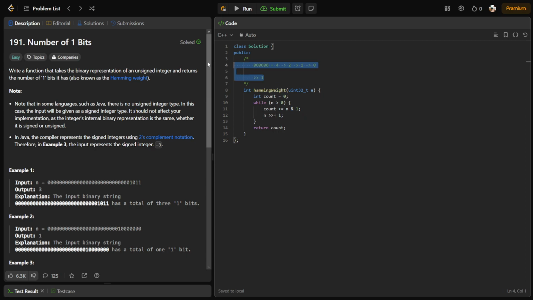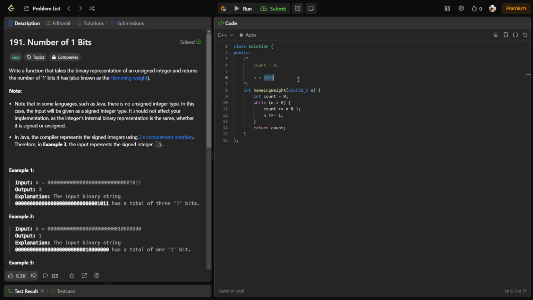So let's go through the code. I have a count here, starting with 0, and let's say the integer we have is 1011. While n is more than 0, right now n is, I believe, 11. By the way, the value of n doesn't really matter, because we know 0 would mean that it's all zeros. So let's keep that aside.